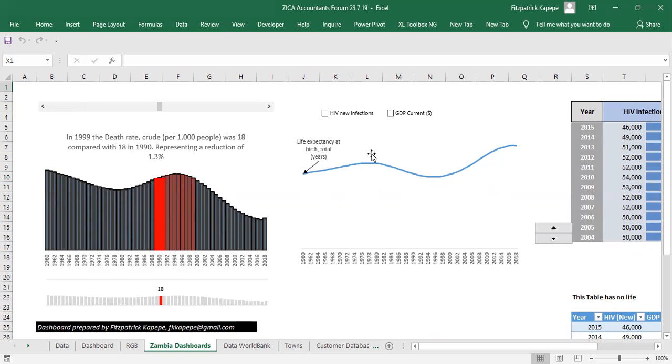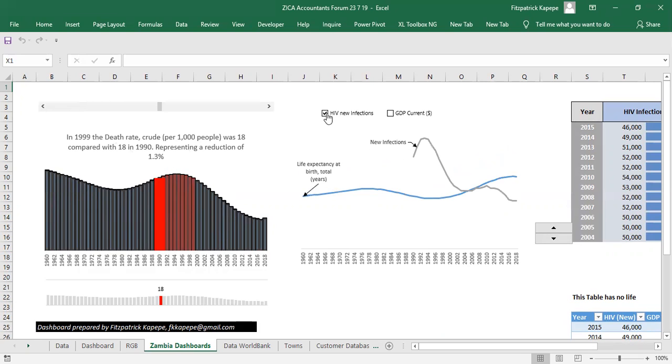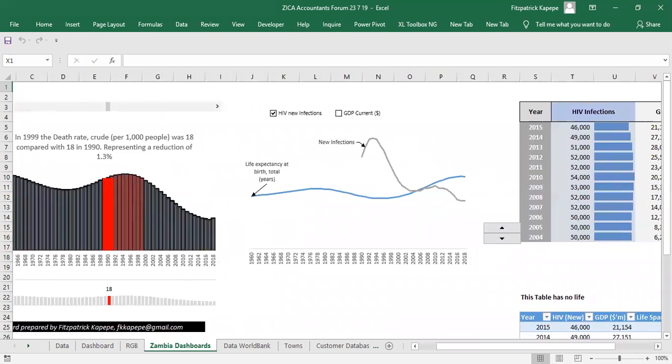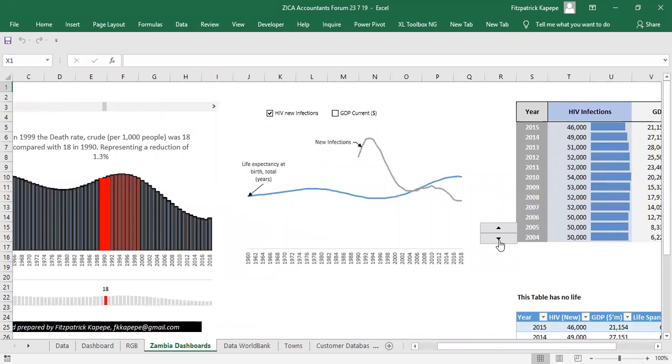Let's try and compare the life expectancy with HIV new infections. So if I do like this, you can see around the same time, when life expectancy had actually reduced, the new HIV infections went up. Around that time in 1990, we had over 90,000 new infections.